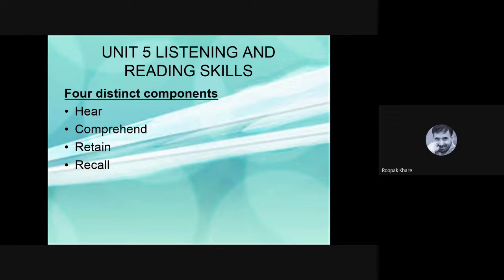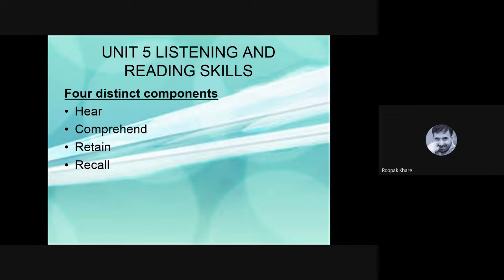Then you retain, right? This thing remains there. There are certain facts and figures, certain realities, certain pieces of information that you retain. You remember them, and then recall them at times when they are required. You recollect them. So these are the four components of listening.